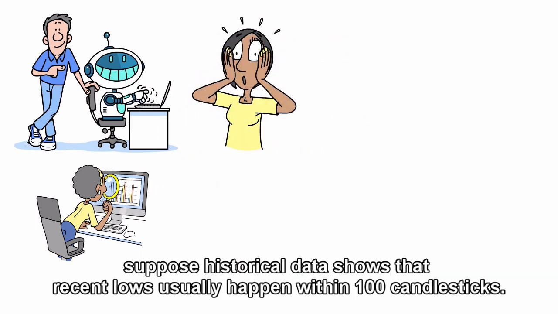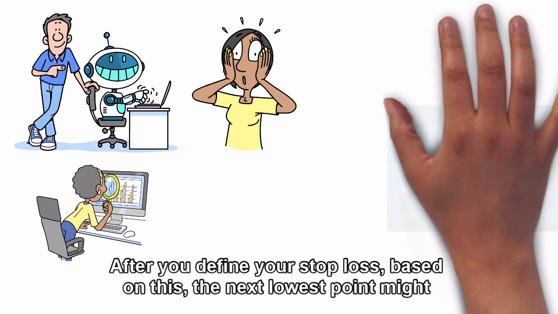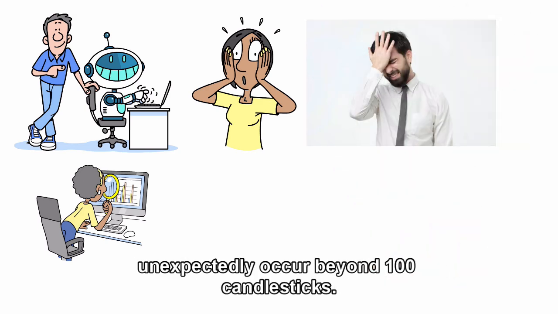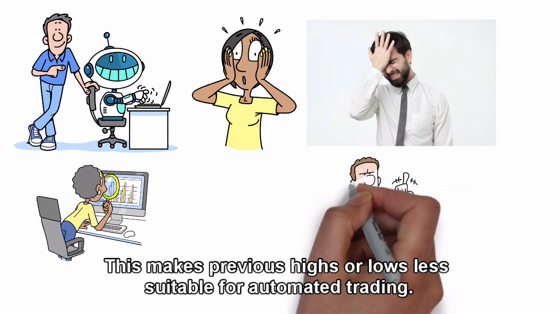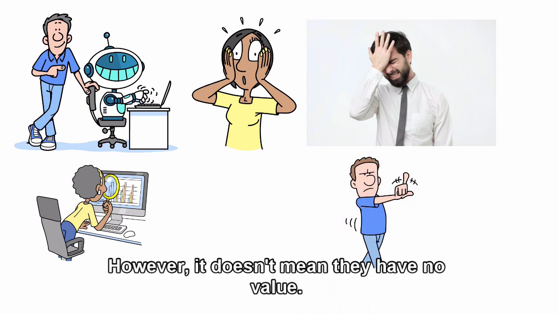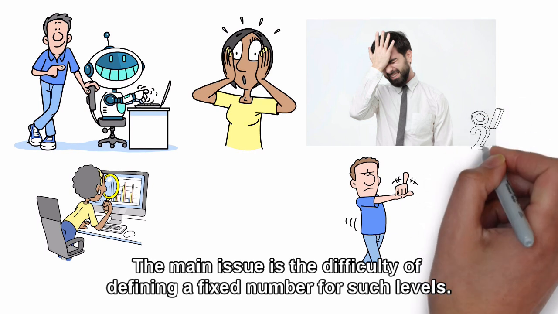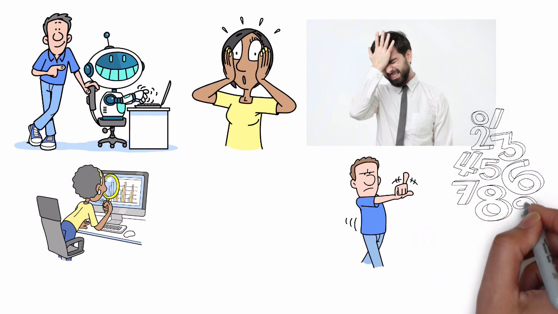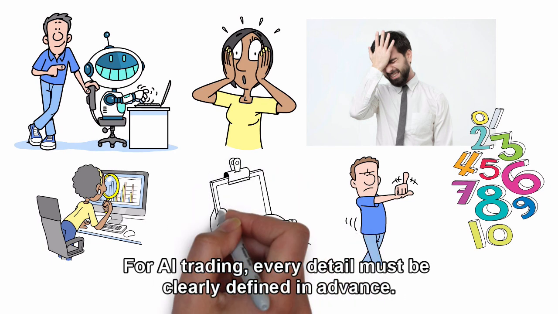For instance, suppose historical data shows that recent lows usually happen within 100 candlesticks. After you define your stop loss based on this, the next lowest point might unexpectedly occur beyond 100 candlesticks. This makes previous highs or lows less suitable for automated trading. However, it doesn't mean they have no value. The main issue is the difficulty of defining a fixed number for such levels. For AI trading, every detail must be clearly defined in advance.